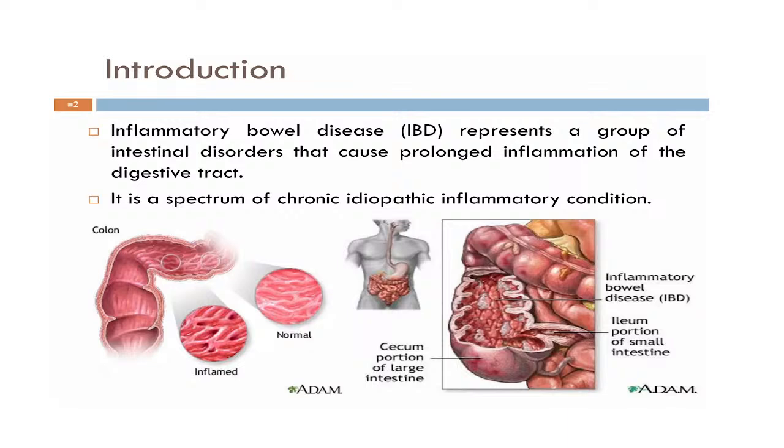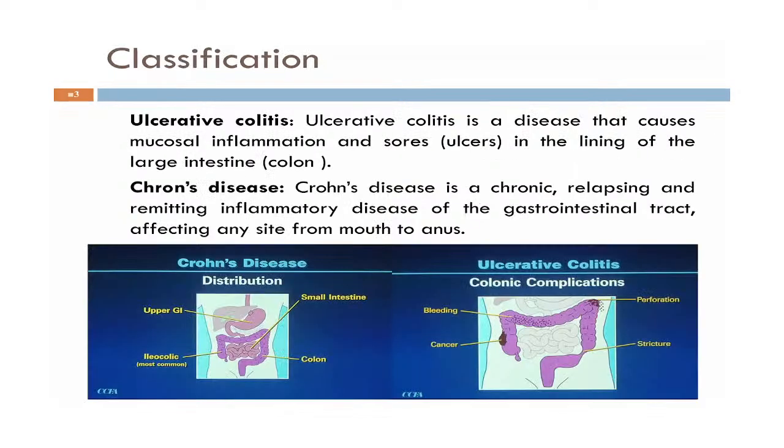As you can see, this is a picture of a colon, and this is an inflamed colon, and this is a normal colon. Most commonly involved part is the ileum or ileocecal region of the intestine. Now, it has been classified into two, that is ulcerative colitis and Crohn's disease.